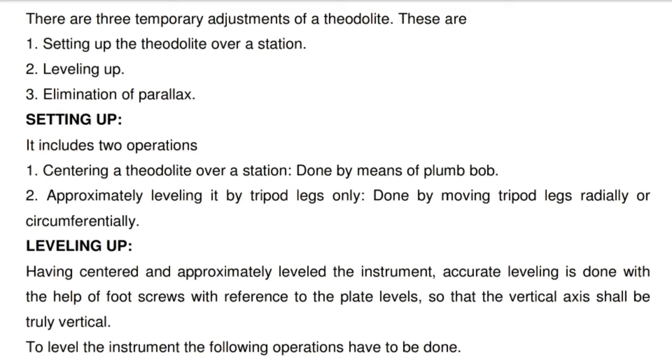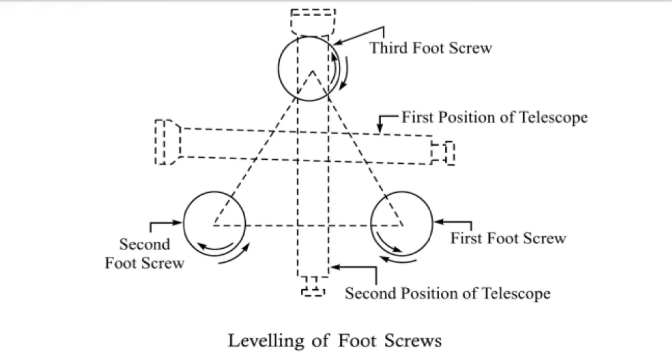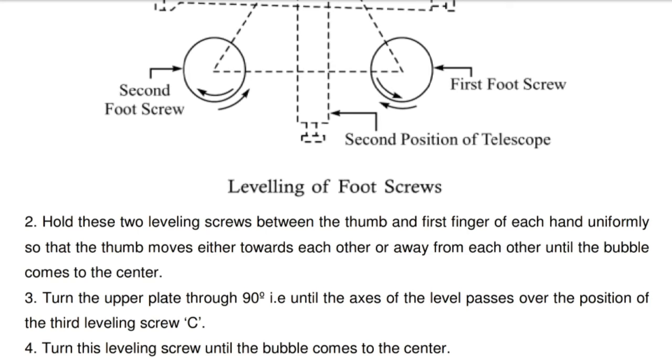To level the instrument, the following operations have to be done. 1. Turn the upper plate until the longitudinal axis of the plate level is roughly parallel to a line joining any two of the leveling screws A and B. This figure shows you leveling of foot screws. 2. Hold these two leveling screws between the thumb and first finger of each hand uniformly, so that the thumbs move either toward each other or away from each other until the bubble comes to the center.